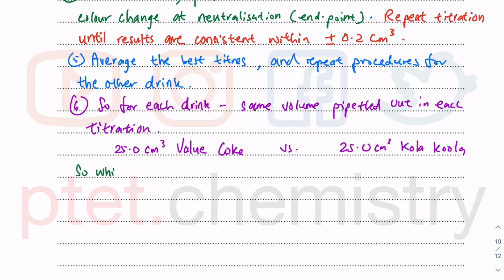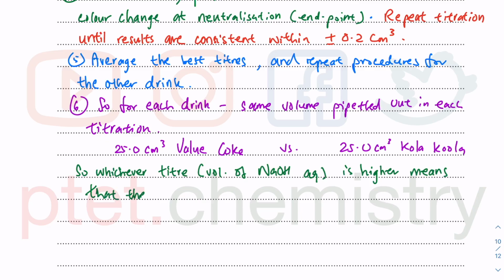So whichever titre, meaning the volume of aqueous NaOH, is higher means that the drink is more concentrated, or has a higher concentration of phosphoric acid, because we have used the same volume of the acid, and the same concentration of NaOH in the burette. Whichever one needs more NaOH to react is more acidic, so it has a higher concentration of phosphoric acid.